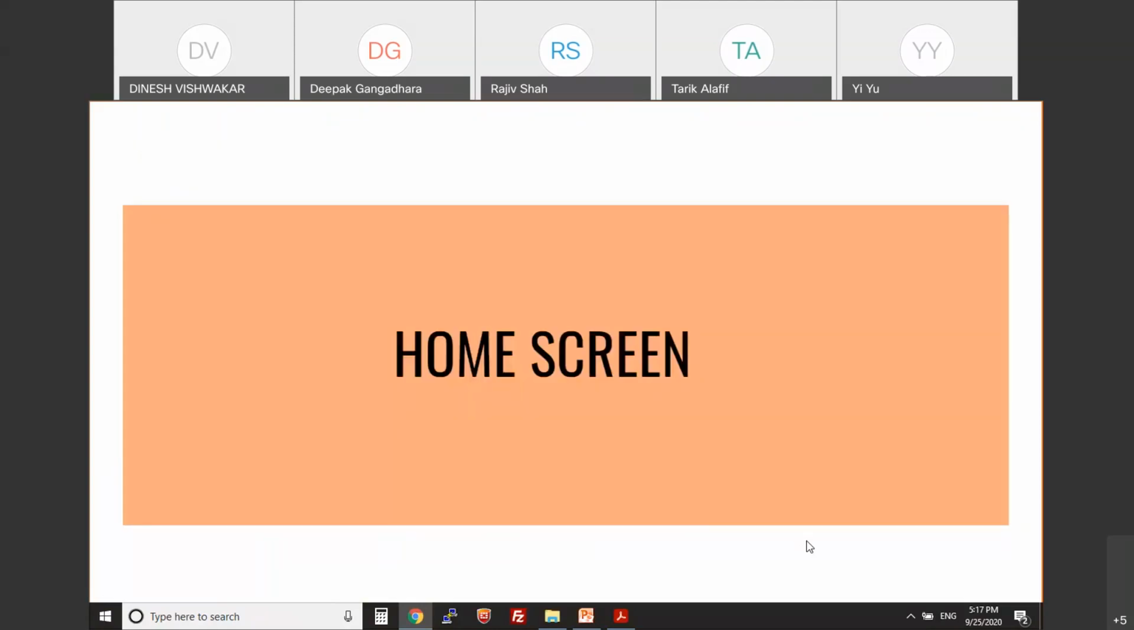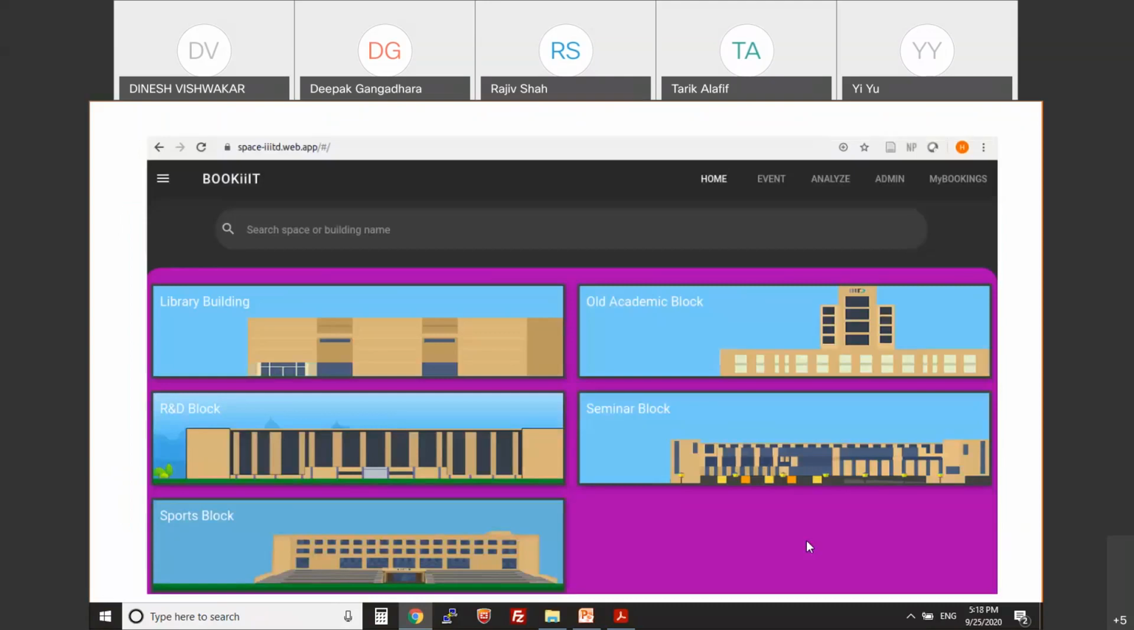Then there's the home screen. On the home screen, you see all the buildings that are available for booking, and you can also search for a space in the search bar. Now the important part is, in an institution, different departments might not communicate with each other about the booking of spaces, so they might be handled separately. In this case, for the library building and sports block, the department said that they want the booking to be done directly by the users, while the rest has to be requested by the user but approved by the administration. So there is a different flow of control for each building. This is one of the plus points of this model.